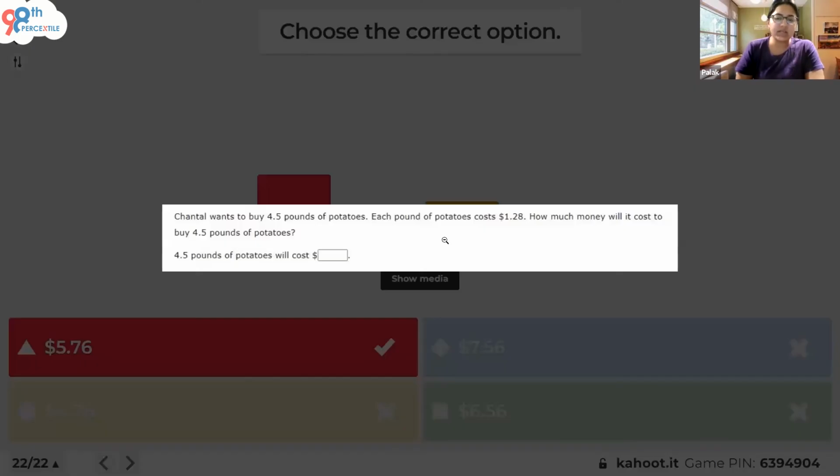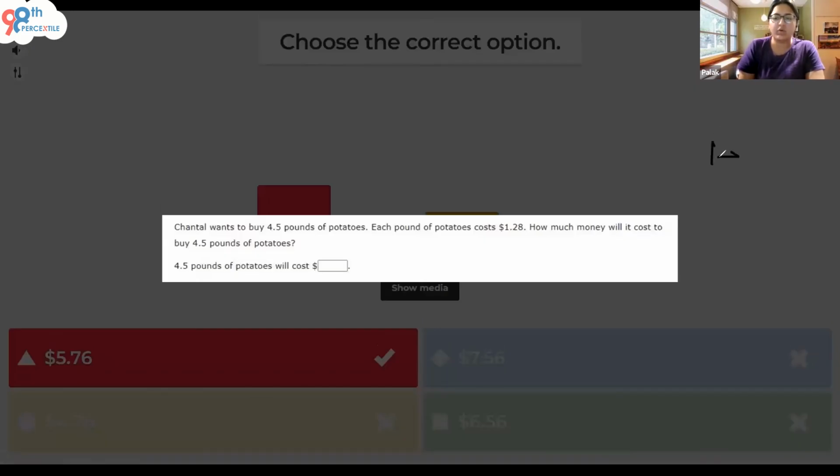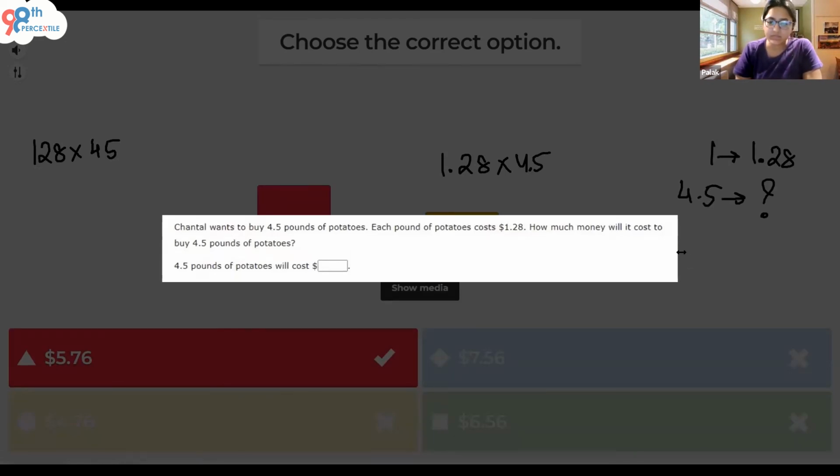Now the question stated that 1 pound of potato costs 1.28. So 4.5 pounds of potatoes is going to cost how much? So it's a pretty direct question. 1.28 needs to be multiplied with 4.5. So we can ideally work out 128 multiplied with 45, and then we can place the decimal point. So when you calculate this, you will get your answer, and you need to put the decimal point 3 places from the right side, right? So when you work that out, you get the answer as 5.76.